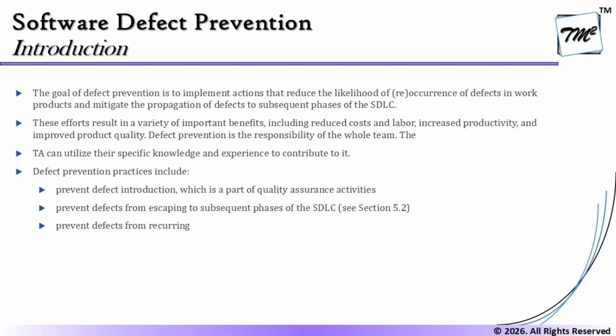Now, defect prevention practices include preventing defect introduction altogether, which is a part of quality assurance activities, preventing defects from escaping to subsequent phases, which we'll talk about in a deep dive in the next segment, and also preventing defects from reoccurring. So it's not just about avoiding it occurring again and again, it's also about avoiding it occurring altogether, which is the phase introduction itself. Now, we would like to take a little deeper discussion to understand how we can prevent defects from occurring.